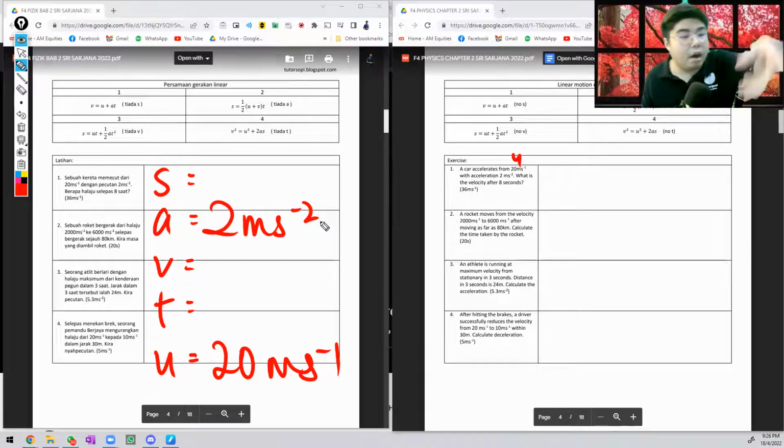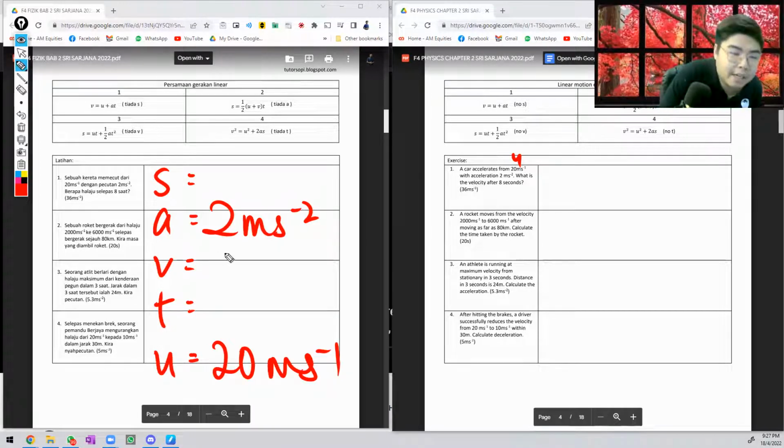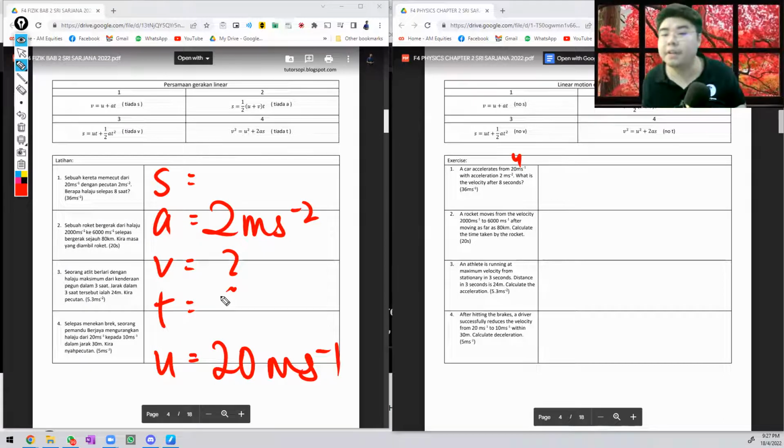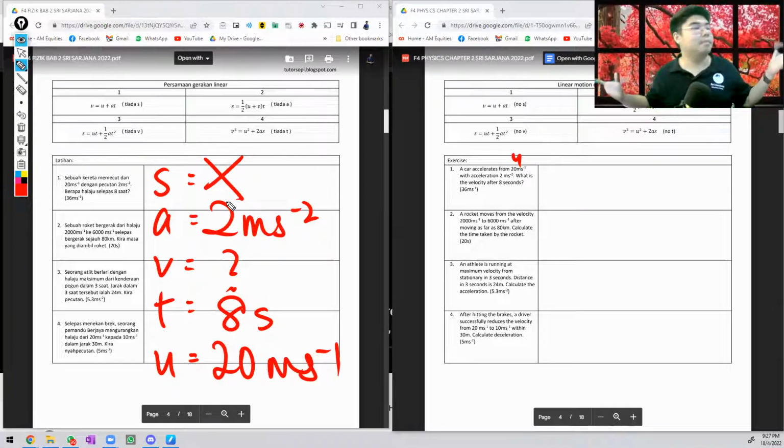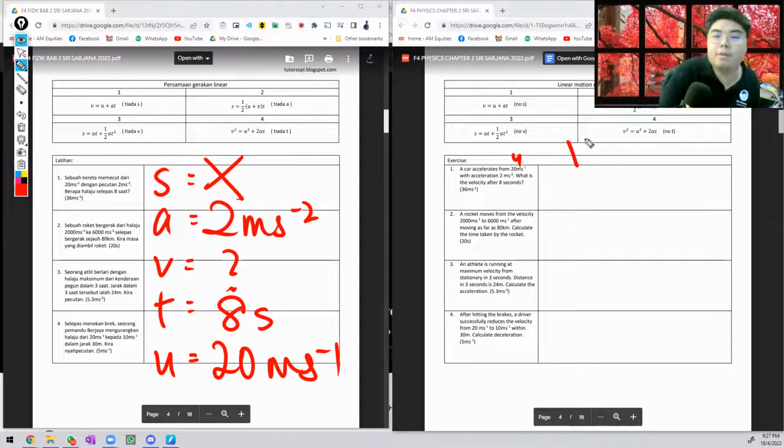By the way, all this that are vector, please be careful. Is it a positive? Is it a negative? It could be either. Be very careful. What is the velocity after? Kamu nak cari V. Velocity after 8 seconds. Diberikan 8 saat. Ini tak ada. Okay, so not given S, want to find V. Which one do you select? Must be the first one. V equals to U plus AT.